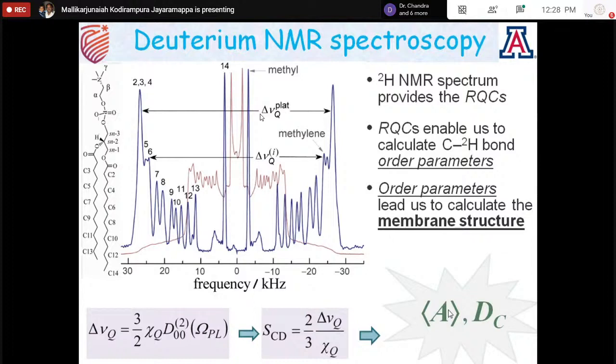Therefore, now our job is, we know how to record the NMR spectrum and how to correlate that experimental observable with the material property. Now we will play around with the different conditions.